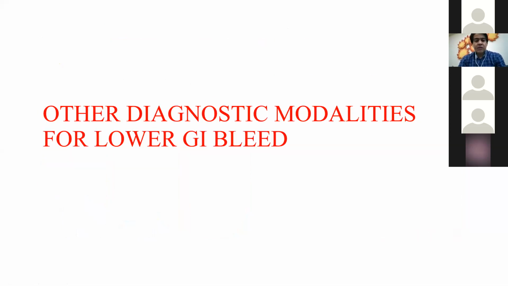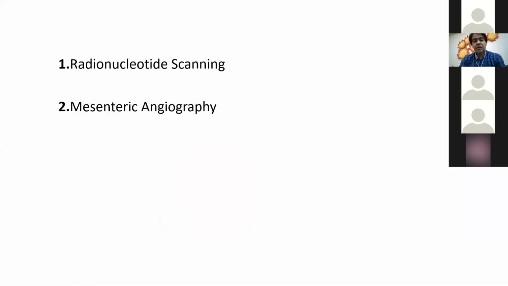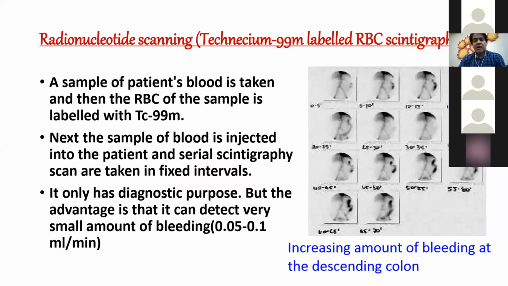So, as I told you, colonoscopy has a yield of 48 to 90% of identifying the lower GI bleed. Suppose, in spite of doing the colonoscopy, we cannot find the bleeding site, then we have other diagnostic modalities. We have two diagnostic modalities to identify the bleeding site, right? The radionuclide scanning and the mesenteric angiography. Radionuclide scanning is a diagnostic modality which can detect a small amount of bleeding like 0.05 to 0.1 ml per minute. How can we do the radionuclide scanning?